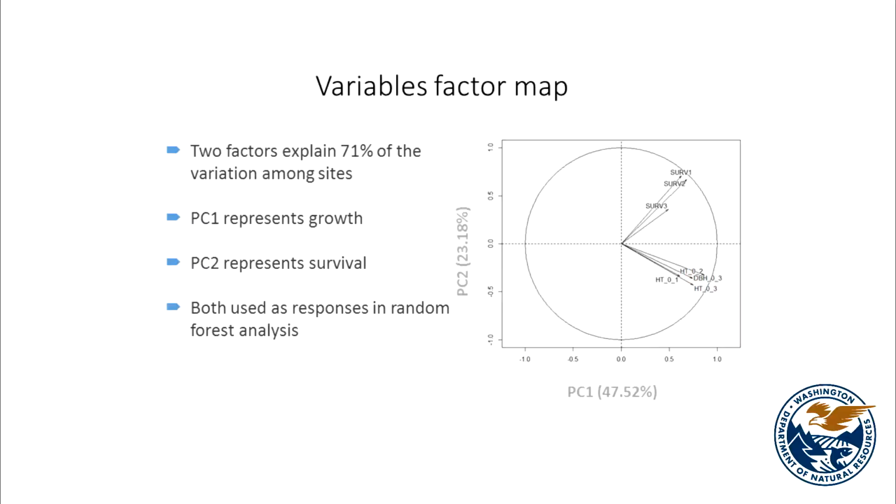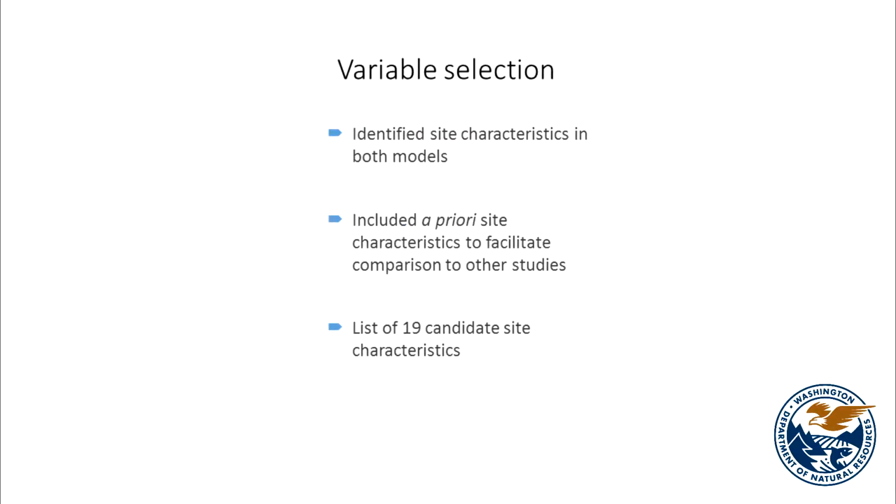So then we took these principal component responses and used them in a random forest analysis. We identified the site characteristics that came out as being important in both models, and then we added back in a couple of a priori site characteristics to facilitate comparison to other studies. This included things like mean annual temperature or mean warmest month temperature, variables that other researchers have looked at in the past, so that we can assess how our project may compare or contrast to theirs.